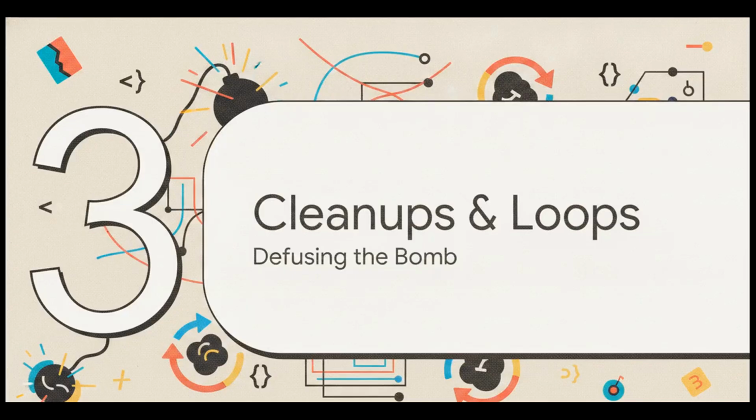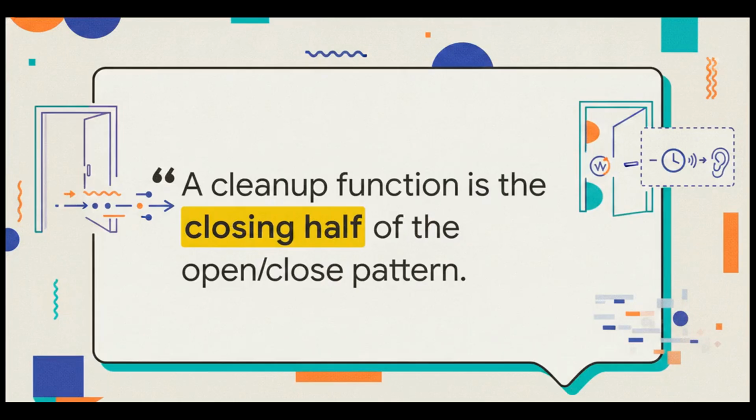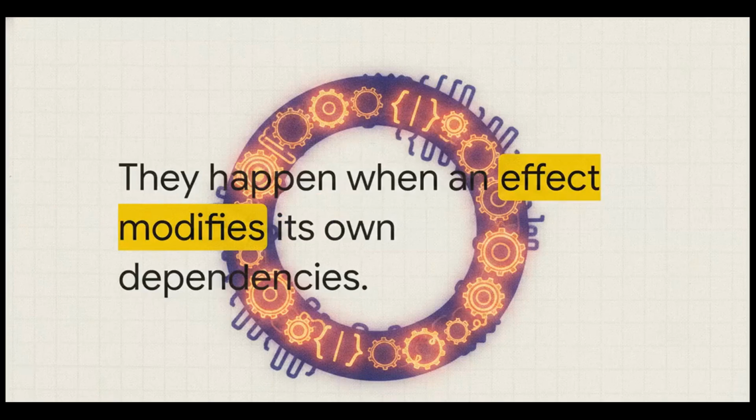Which brings us to section 3, defusing the bomb, cleanups and infinite loops. Our sources highlight this really brilliant rule of thumb. A cleanup function is essentially the closing half of the open/close pattern. Think of it like walking through a physical door. If your effect opens a WebSocket connection, sets up an event listener, or starts a timer, you have opened a door. You absolutely must shut that door by returning a cleanup function when the component unmounts. If you don't, you're leaving ghost processes running in the background, and that directly causes massive memory leaks. And if you skip that discipline, that's when you hit the root cause of the dreaded infinite loop.